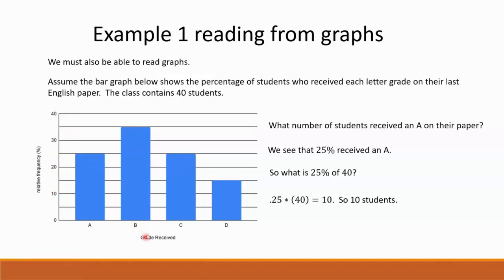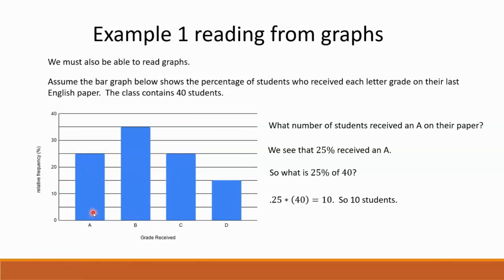And this, of course, is the grade received. And as I say in the directions, this is the bar graph. It shows the percentage of students, each who received the letter grade on their last English paper. And let's say we know there are 40 students. Notice from the chart, you don't know there are 40 students.